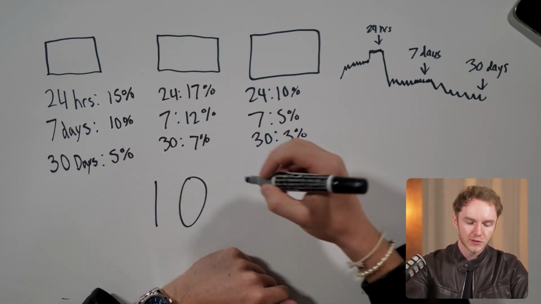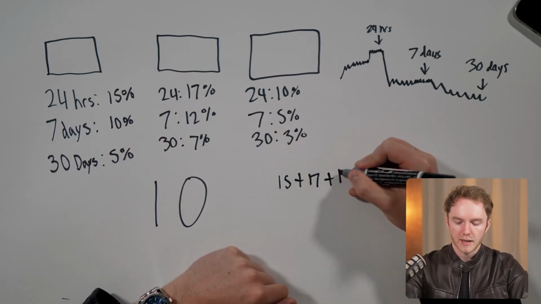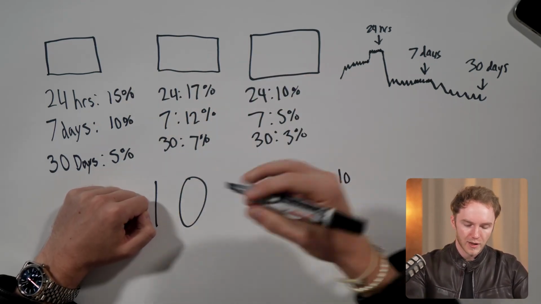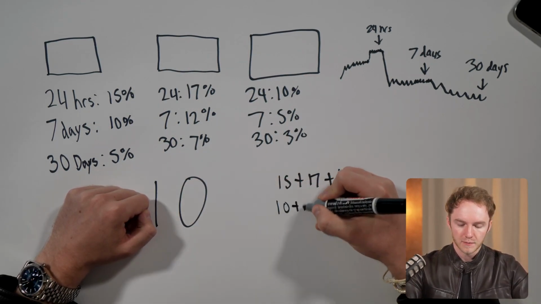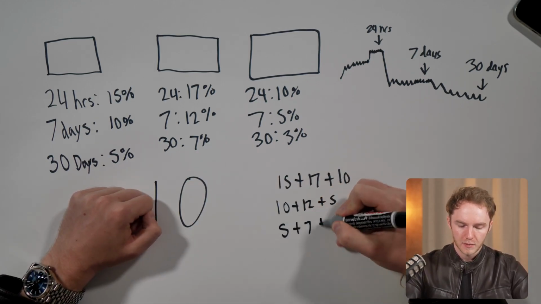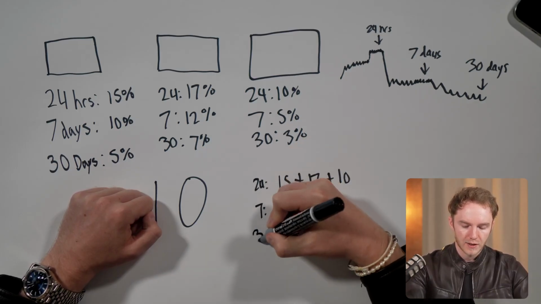So we have the 15% on the 24. So we have 15 plus 17 plus 10, right? So 15, 17, 10. And then what we want to do is look at the 7 day. So that would be 10 plus 12 plus 5. And then we want to have 5 plus 7 plus 3. So this is the 24, this is the 7 day, and this is the 30 day.